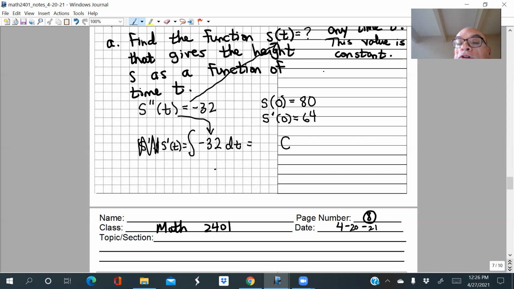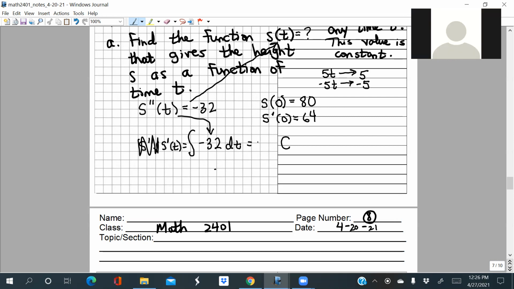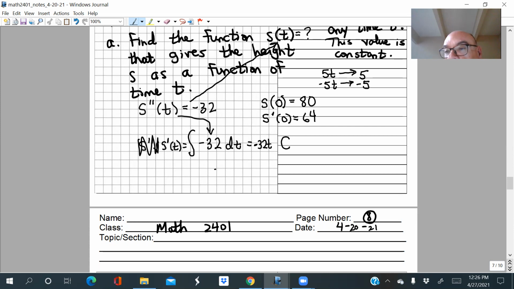Let me make it easier for you. If I had 5t and I took the derivative of 5t, what would you end up with? 5, right? Or if I had minus 5t and I took the derivative, I would get minus 5, right? So if I have minus 32 and I want to take the antiderivative, what would that be? Negative 32t. Perfect. Yeah, minus 32t, right? You've got it. Nice. Plus, don't forget though, darn it, we always have to throw in that extra constant.